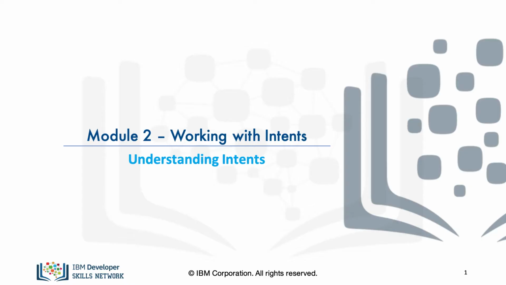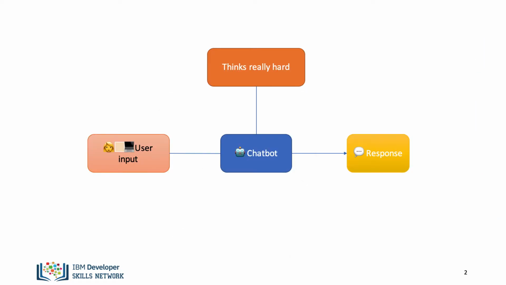Welcome to the second module of how to build chatbots. In this module, we'll discuss one of the three components of a chatbot, namely intents. Conceptually, this is how a chatbot works. The user enters some text, the chatbot thinks really hard, and then a response is issued to the user. Now that's very, very high level and doesn't tell us much, of course. So let's see more in detail how this works.